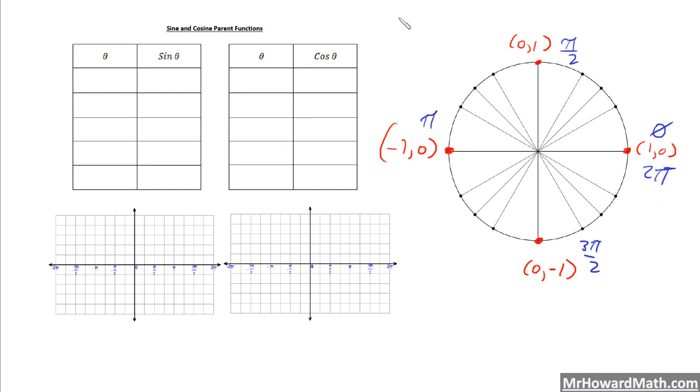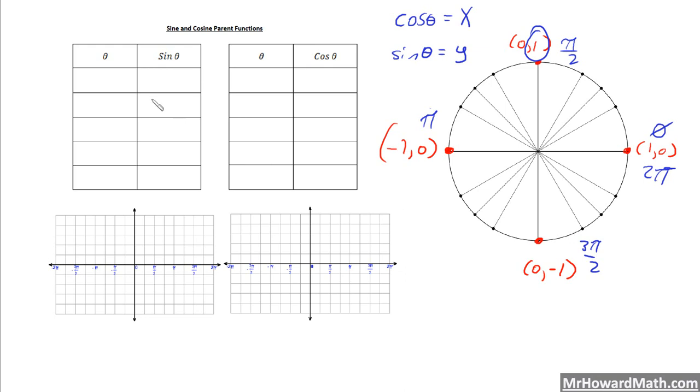So we also need to remember that cosine theta on the unit circle is equal to the x coordinate. Sine theta on the unit circle is equal to the y coordinate. So sine of pi over 2 is the y coordinate there, 1. Just to review there. Cosine of pi radians, so over here, is the x coordinate, negative 1. So cosine of pi is equal to negative 1.